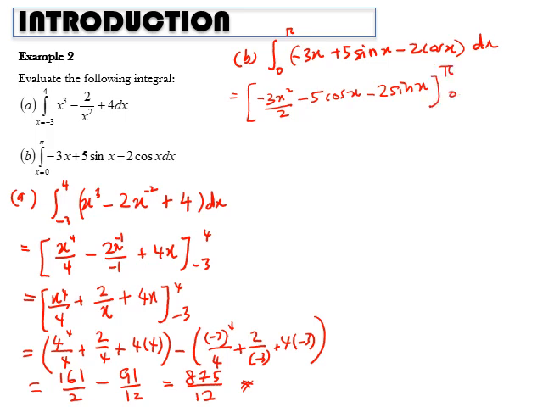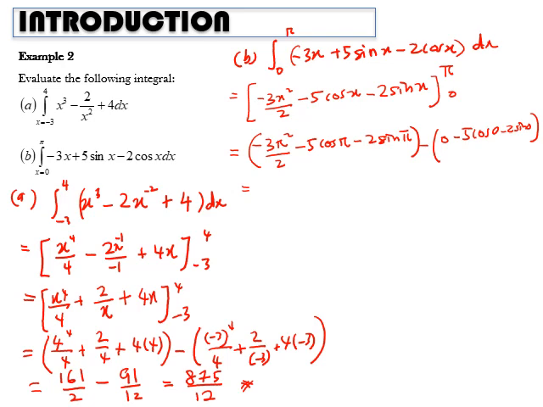From 0 to pi. So now you will substitute the limit. Negative 3 pi squared over 2 minus 5 cos pi minus 2 sin pi. Okay, the upper limit minus the lower limit will be, here will be 0 minus 5 cos 0 minus 2 sin 0. Okay, so now make sure your calculator is in radian mode if you want to calculate using your calculator. So radian mode because it's pi.